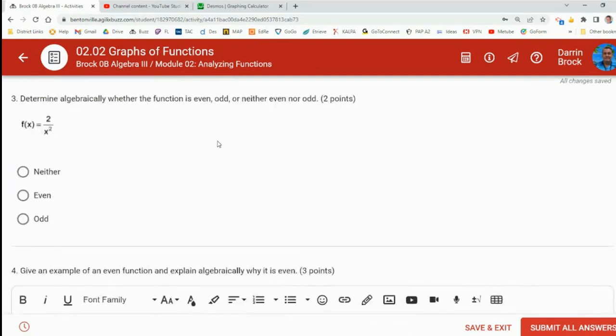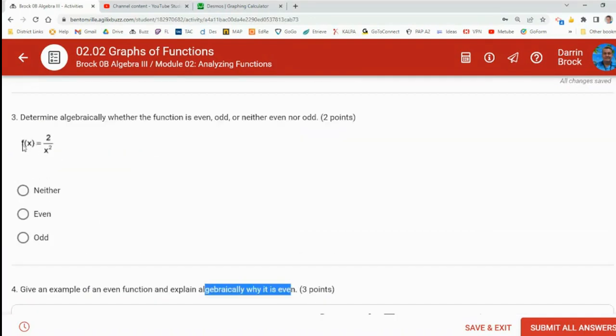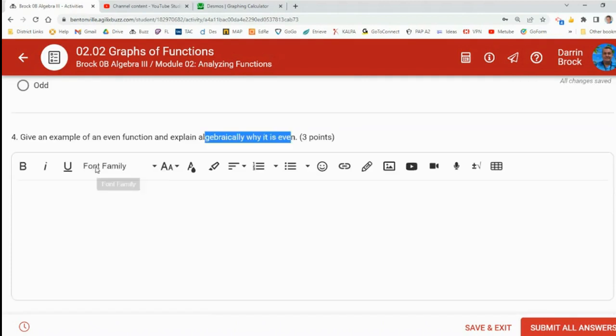Okay. Determine algebraically whether this is odd, even, or neither one. That's where you substitute negative x and simplify it. And do you get the exact same equation? Do you just get the negative of the same equation, or neither one? And then here you have to give an example of an even function and explain algebraically why it's even, which means you have to substitute negative x. If you're explaining algebraically, then you're substituting negative x into it. So you get to write an even function and substitute negative x to prove that it's even. All right. So this only has 4 questions, but one of them is that you've got to write it all.